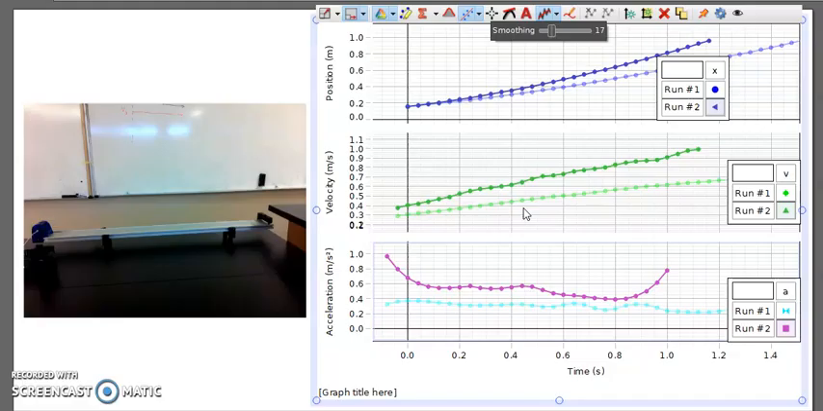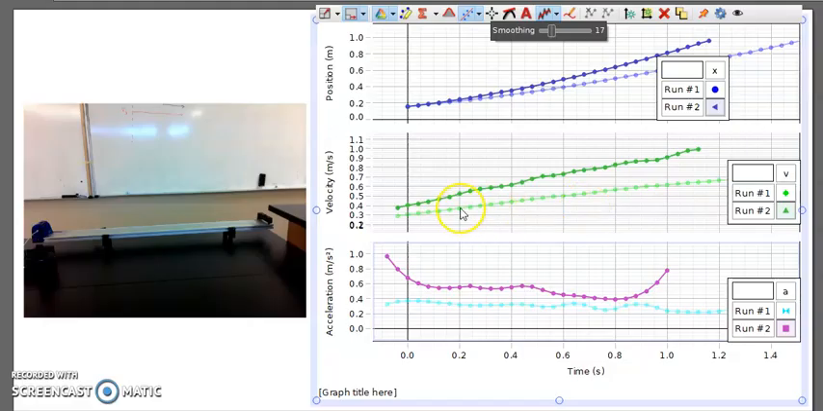Okay, so what's the major difference? Simply put, on the acceleration time graph, we see that the line for acceleration is higher than the line for the acceleration in run 1. In run 1, the acceleration was around 0.3 meters per second squared. For run 2, it was somewhere around 0.5 meters per second squared.